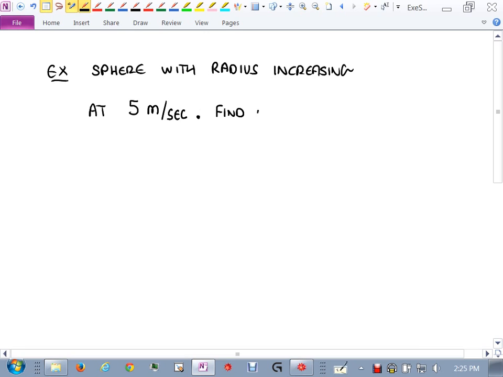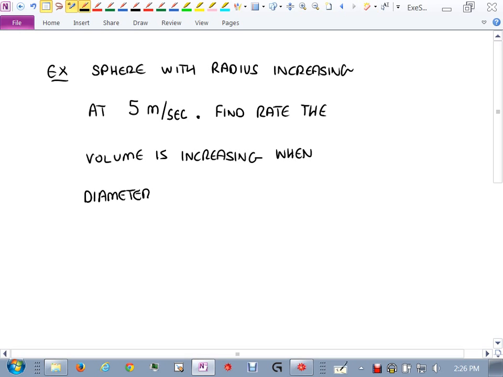Find the rate the volume is increasing when the radius, or you know what, when the diameter is 4 meters. A sphere, the radius is increasing at a certain rate. Find the rate at which the volume is increasing when the diameter is 4 meters.